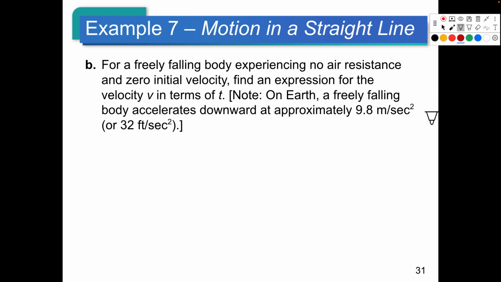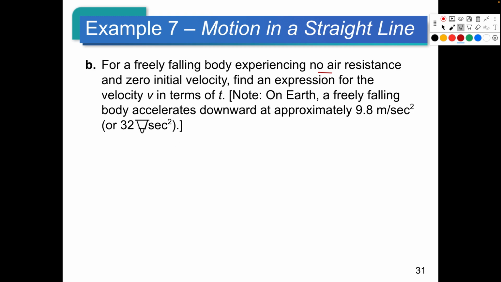Where are we? Oh, we got a few more minutes. The last homework problem kind of gets into this. Galileo's dropping something or throwing something off of a building and stuff. So we got this constant of gravity, right? So freely falling body experiencing no air resistance. Where's that going to happen, right? So much pollution in our air. Zero initial velocity. Find an expression for the velocity v in terms of t.